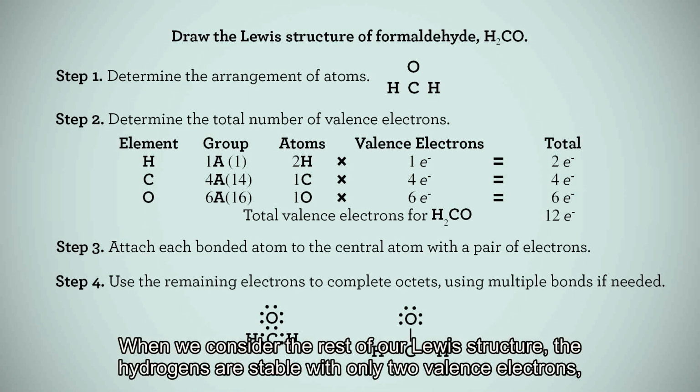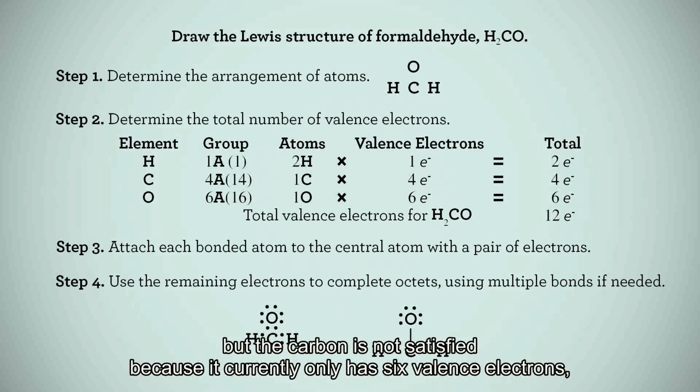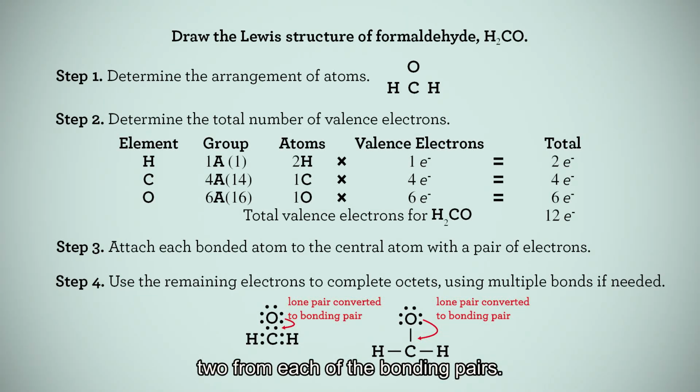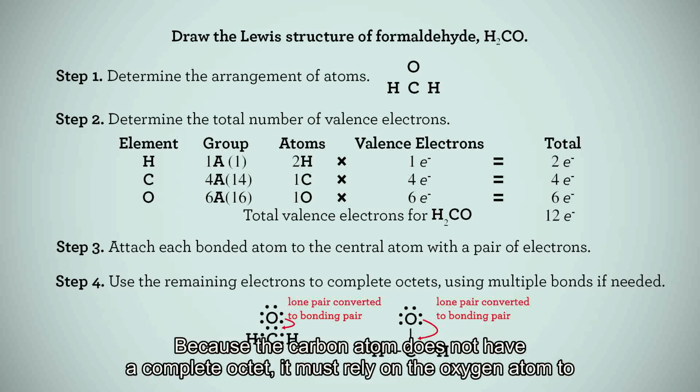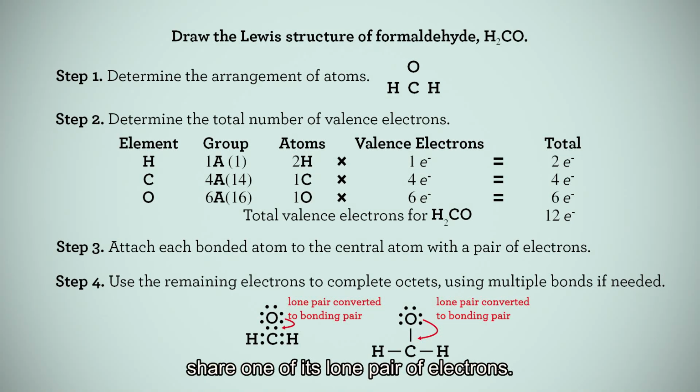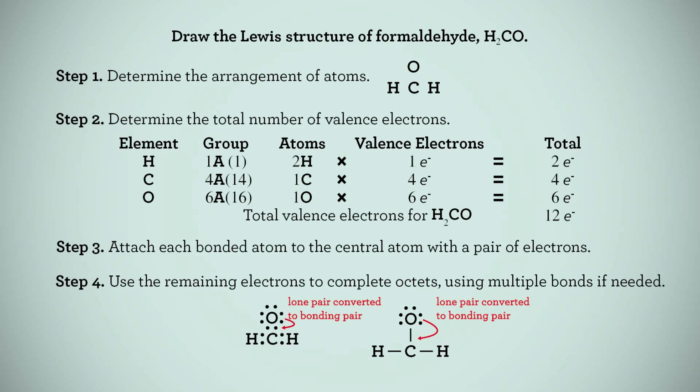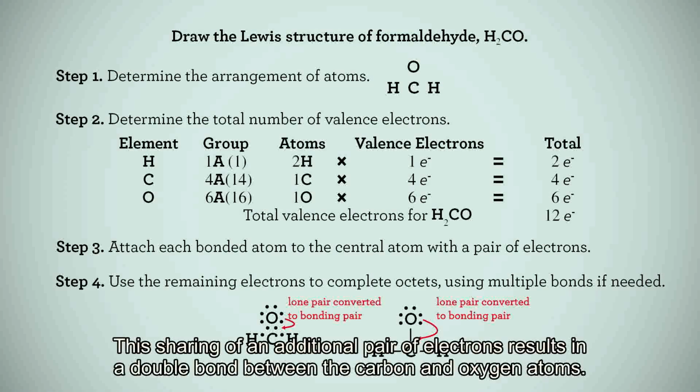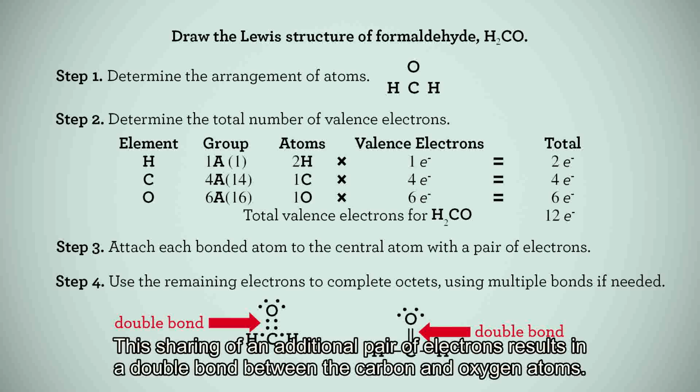When we consider the rest of our Lewis structure, the hydrogens are stable with only 2 valence electrons, but the carbon is not satisfied because it currently only has 6 valence electrons, 2 from each of the bonding pairs. Because the carbon atom does not have a complete octet, it must rely on the oxygen atom to share one of its lone pair of electrons. This sharing of an additional pair of electrons results in a double bond between the carbon and oxygen atoms.